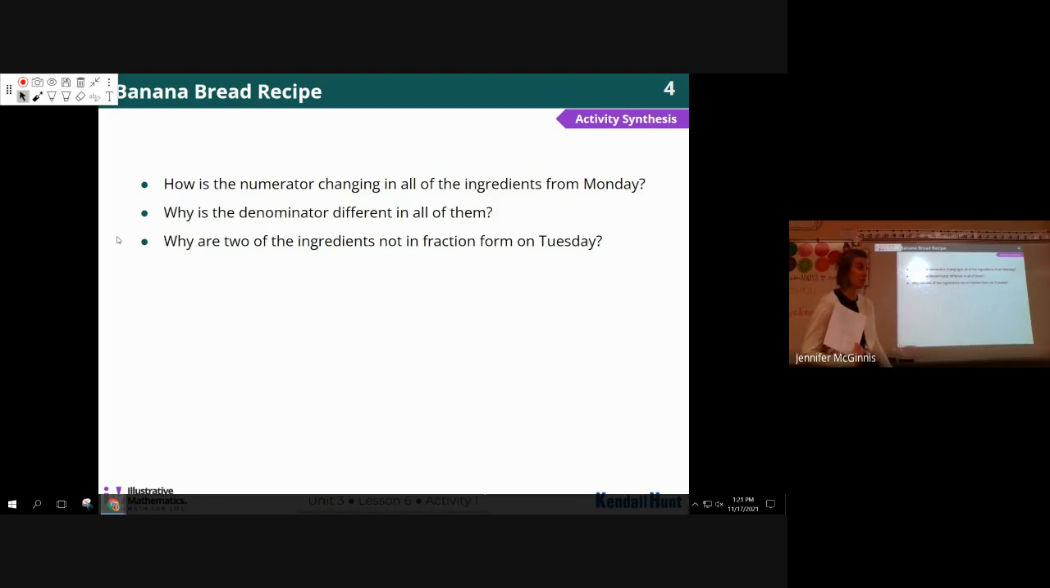Somebody has to do a lot of research to figure out, oh, that's too much butter. Oh, that's not enough butter. Okay, 2/3 is just right. You know what I mean? We don't know why the denominator is different.